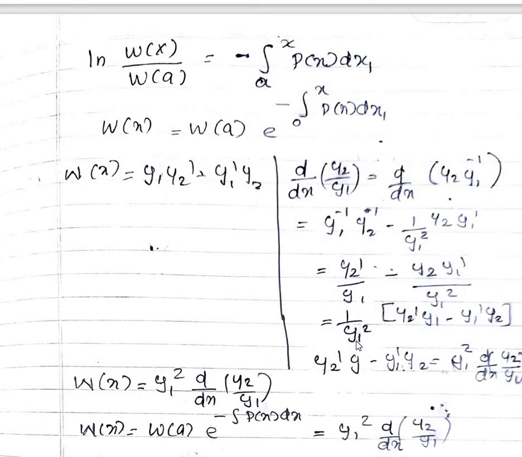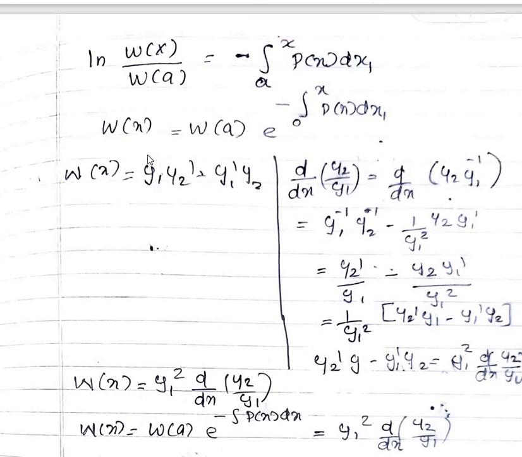So when we take y1 dash square into this equation, from this equation, what is y2 dash y1 minus y1 dash y2? Here we have to write 1. Okay, so that is given by y1 square. y1 square will be taken into the left hand side. So y1 square into d by dx of y2 by y1.